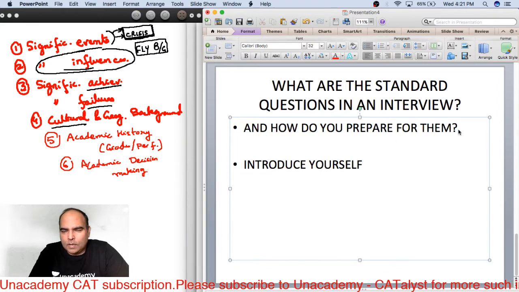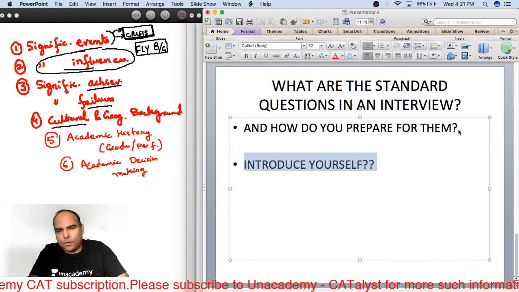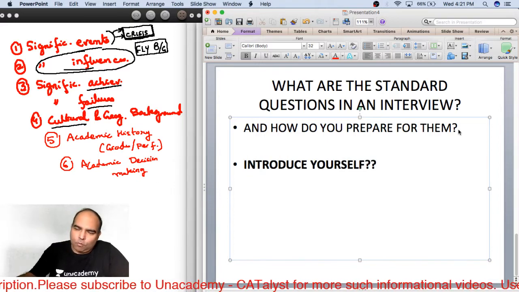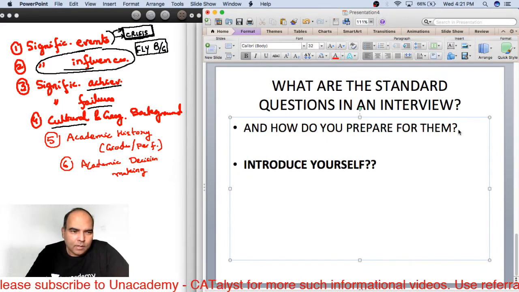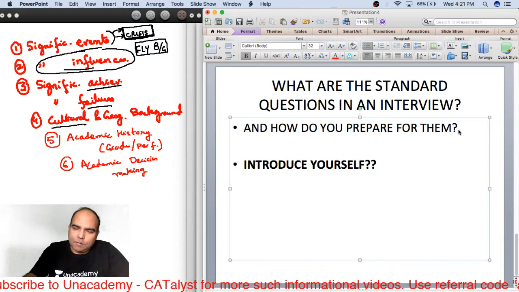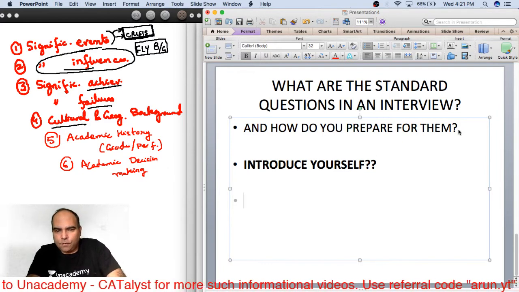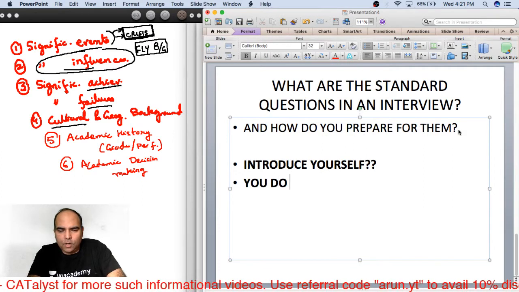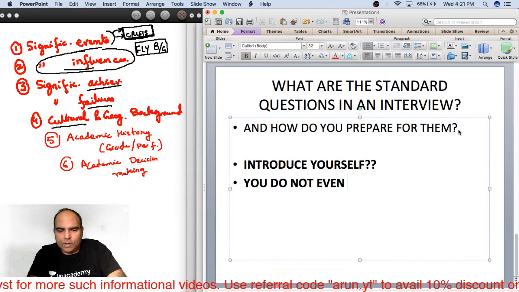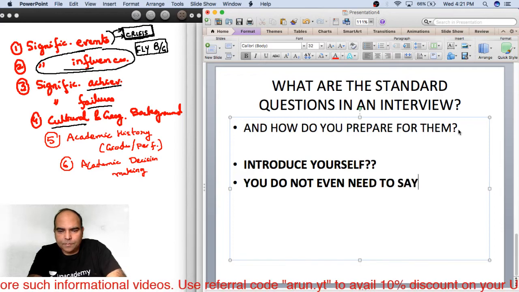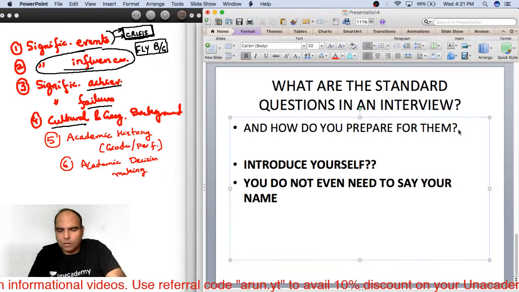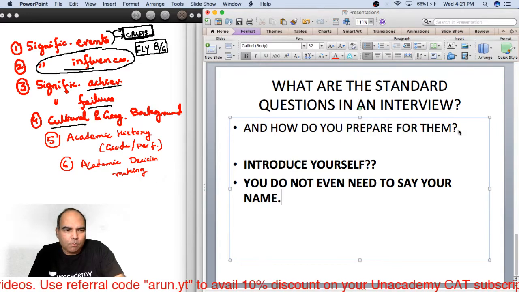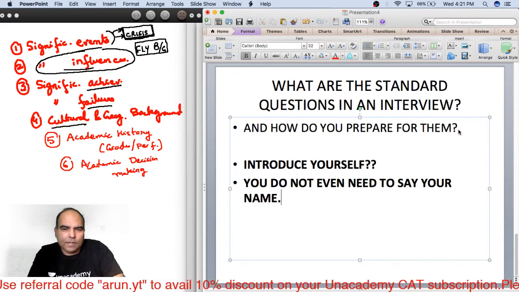In the introduce yourself question, what they do is they just talk about what they're doing and what their graduations, etc. are. So please remember that in the introduce yourself question, you do not even need to say your name. Although you might want to start off with your name because it's a comfortable thing to do, but even that is not required because that's there with them.